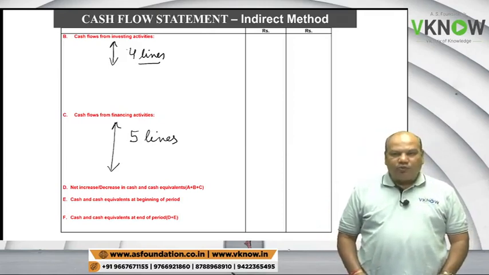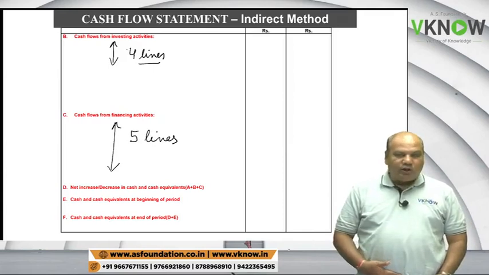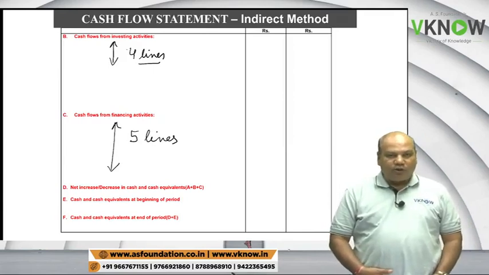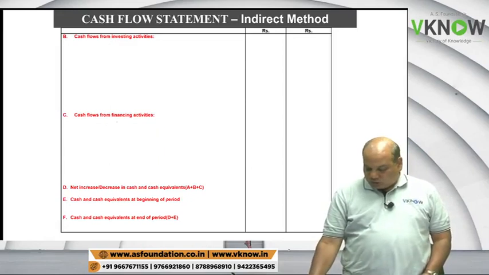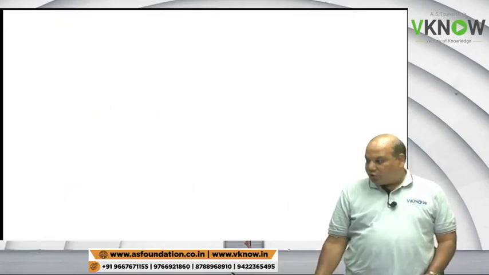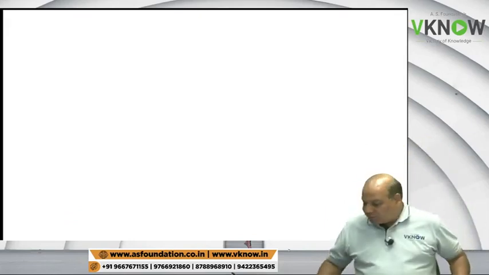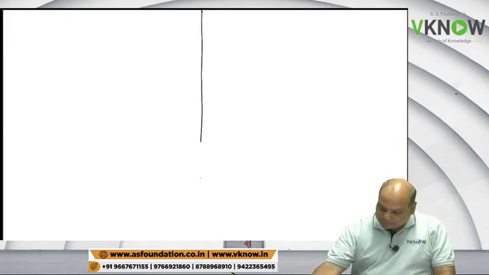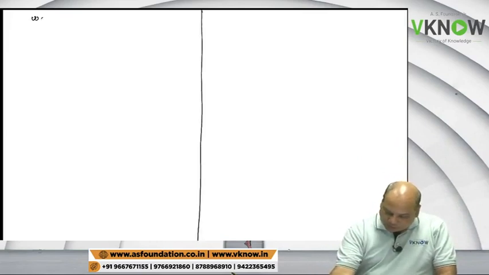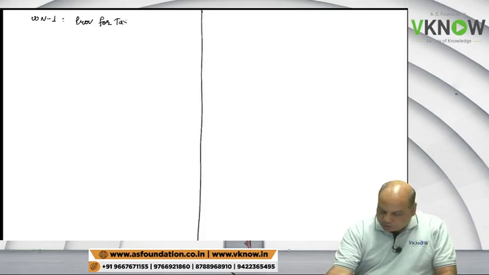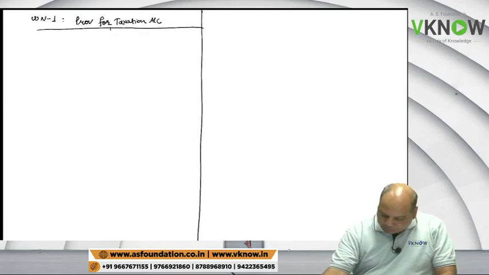So slowly and slowly we will complete this wonderful chapter. We will take many questions for your practice. After that, we need to prepare some working notes. So dear students, after the format is over, write working note 1, provision for taxation account. About 6 lines blank.